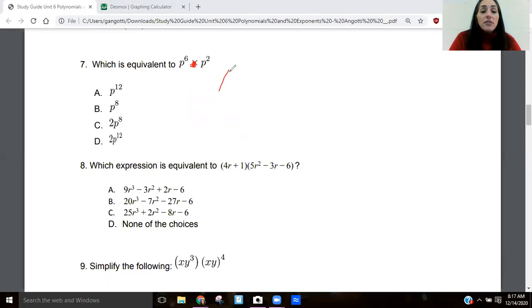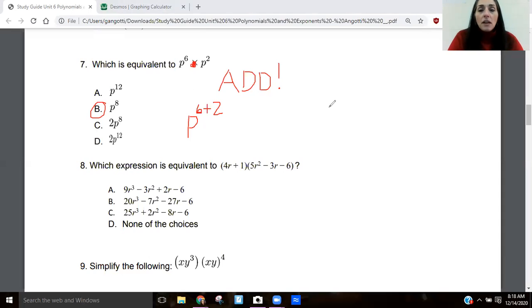So the big thing is that you have to remember that we are adding the exponents. You just got done doing a whole lot of power raised to a power in the last problem, so you're kind of in that mode of thinking. Now you've got to change gears and remember that we are adding the exponents for problems like this. So this is really going to be P to the 6 plus 2. So your answer is B.